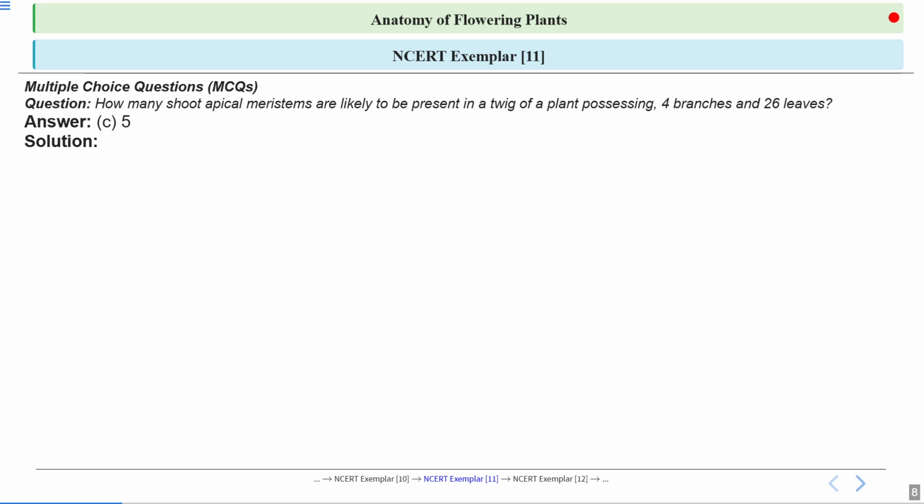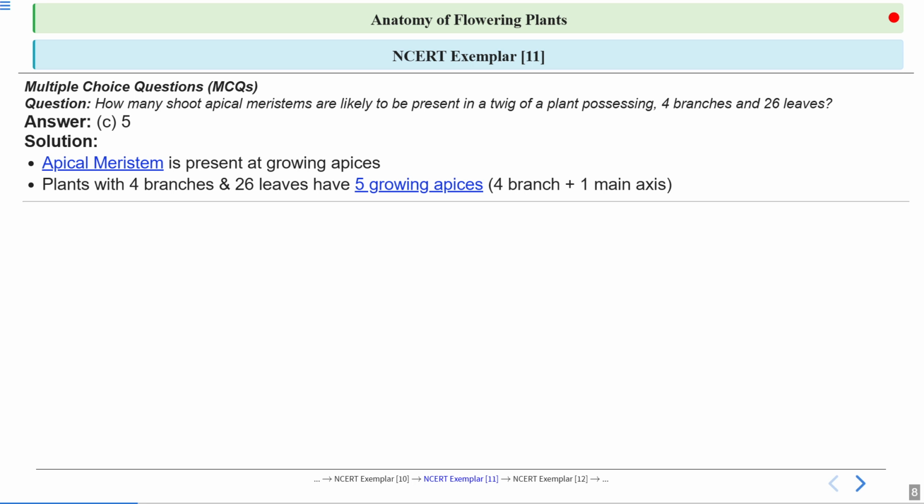Let us see how it is. Apical meristem is present at growing apices. So where are growing apices present? At the apex of the plant. There are 2 apices, right? Shoot apex and root apex. So at these regions, the apical meristems are highly active. They are present at that region.